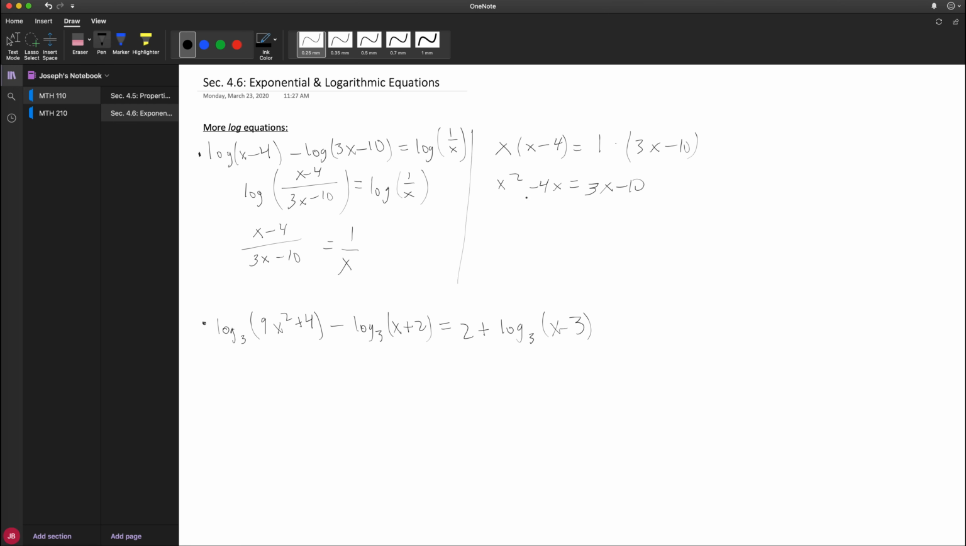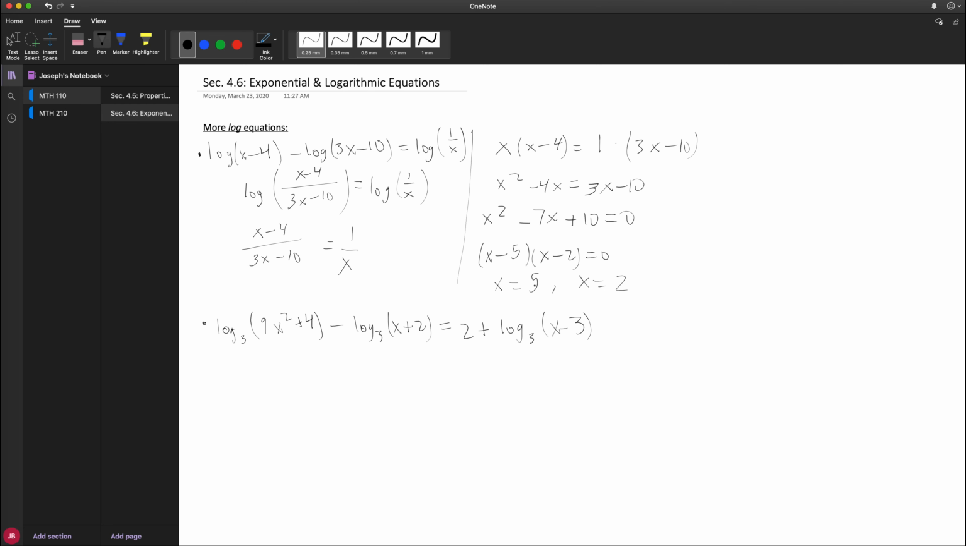The way to solve quadratics, class, is to move everything to one side and factor if possible. Otherwise, use the quadratic formula. So moving everything to one side, we get this, which actually does factor into (x minus 5)(x minus 2). From here, this tells me that x can be 5 or x can be 2.